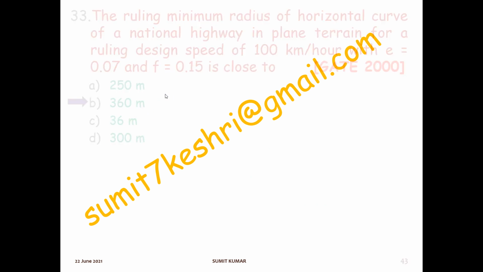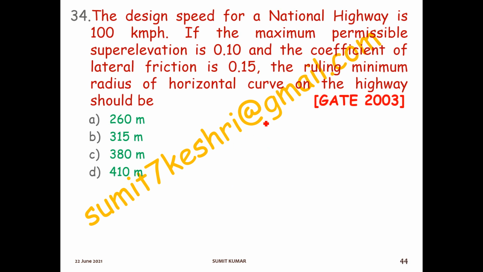Now the next question: the design speed for a national highway is 100 kilometer per hour. Velocity is given. If the maximum permissible super elevation E value is 0.10, and the coefficient of lateral friction, that is F, is also given as 0.15, what will be your ruling minimum radius of horizontal curve?